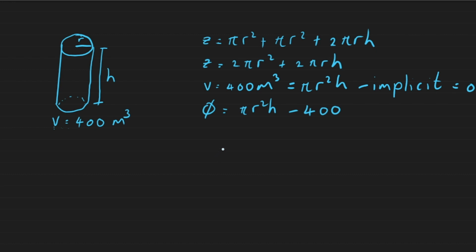So our next step is to set up our equations. So what do we need? We need our first derivatives of z and of phi. So we need to find dz/dr. If we look at it, differentiating with respect to r, we have 4 pi r plus 2 pi h. Then we find the derivative with respect to h, and that's going to equal, well, the first term, there's no h there, so it's just going to be 0 since it's treated as a constant. Then we're left with 2 pi r.